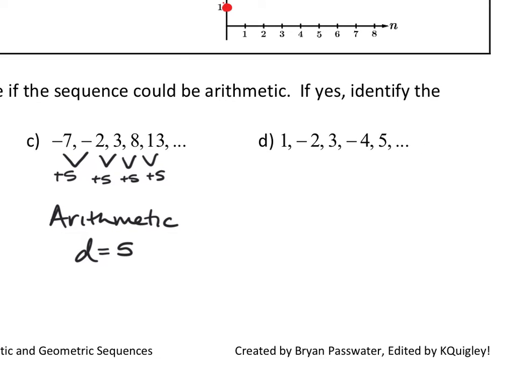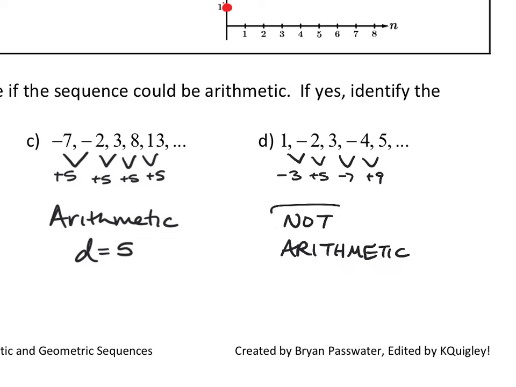Now for D, if I go look at that one, this is -3, and then we go +5, and then we go -7, and we go +9. There is a nice pattern to it. We're adding a different odd number every time, change the sign, but it is not an arithmetic pattern, so we would say it is not arithmetic. How'd we do? Okay, cool. Guess I should box my answers.